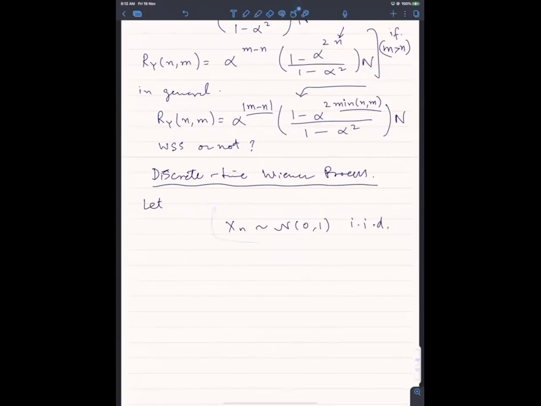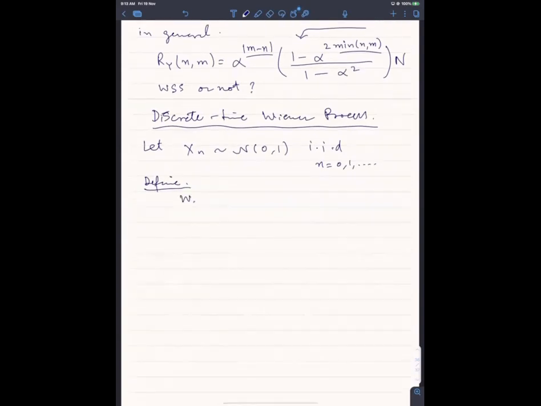So X_n is normal 0, 1, all standard normal, for each value of n equal to 1, 2, 3, 4, 5 and so on and so forth. Okay, so n is equal to 0, 1. Okay, so now we define the discrete time Wiener process. How do we define it? We define it like this: W_0 is 0, you start with 0, very simple.